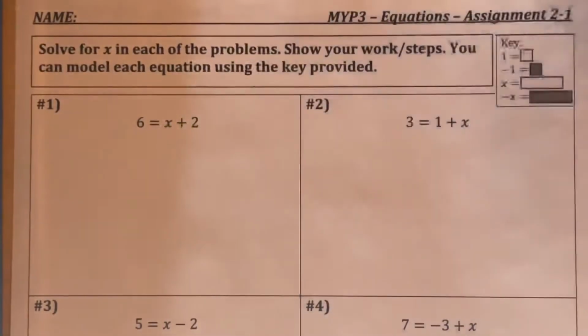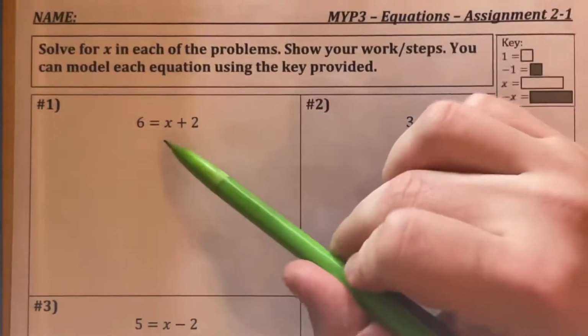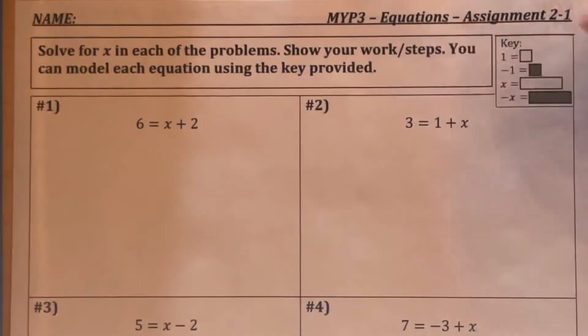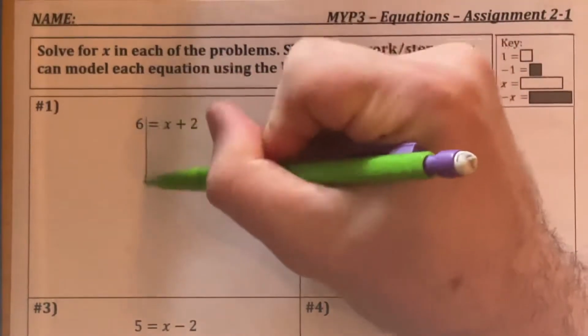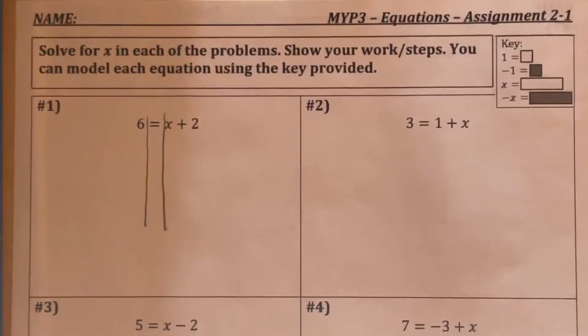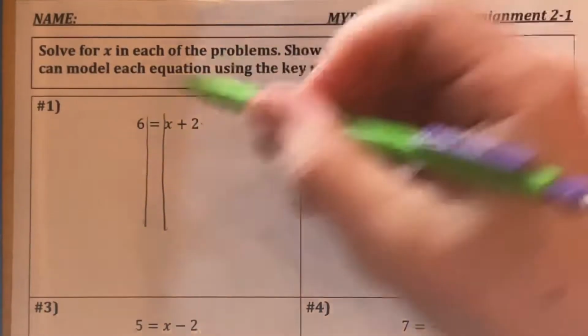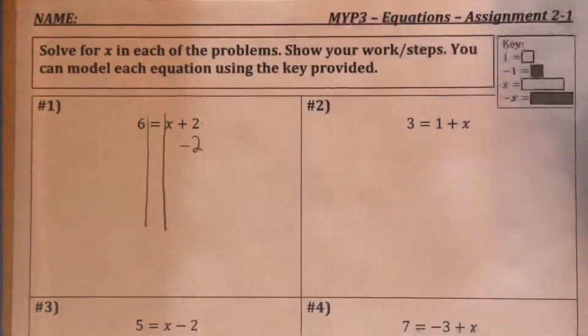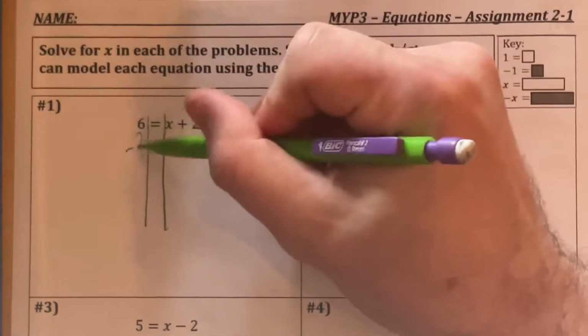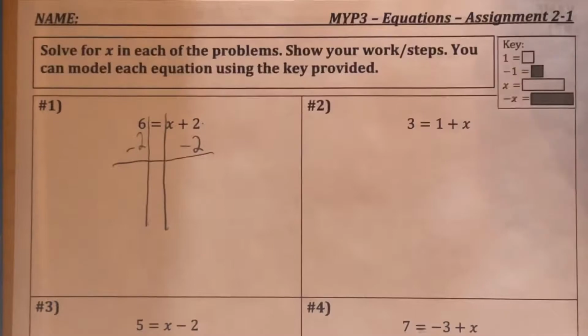So for example, in number one, it has 6 is equal to x plus 2. So you're trying to figure out what value plus 2 is equal to 6. And so kind of like unwrapping a present, you want to undo what was already done. So if it gives you a plus 2, that means you want to subtract 2. And whatever you do to one side, you must do to the other. So I have subtract 2 from both sides.